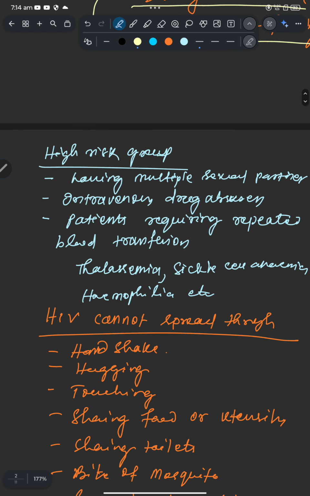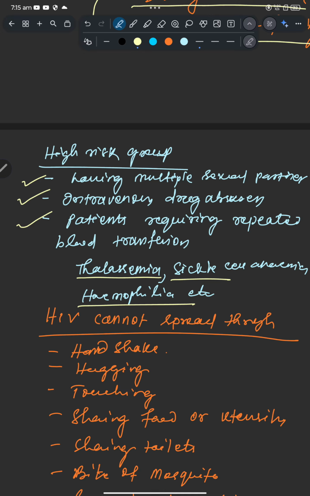Now, high risk group. Who has a higher chance of infection? The first one is having multiple sexual partners. Second is intravenous drug abusers. Patients requiring repeated blood transfusion, like in case of thalassemia, sickle cell anemia, hemophilia; in these diseases frequent transfusion is required.